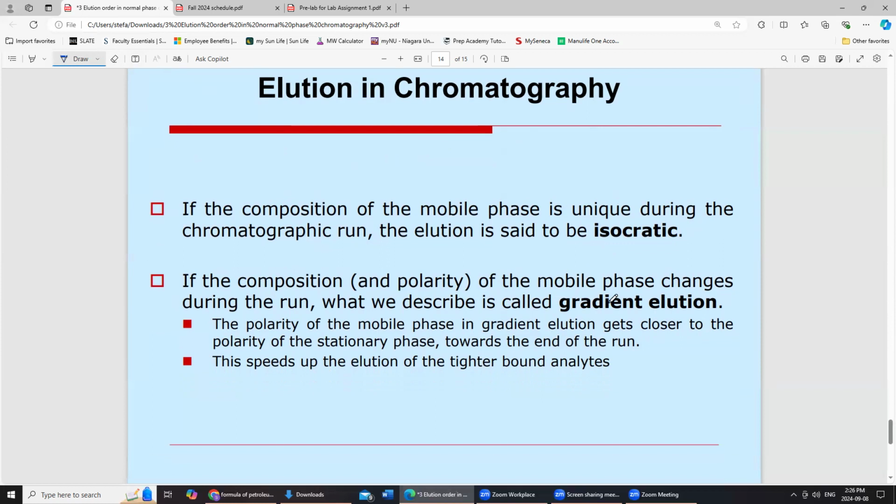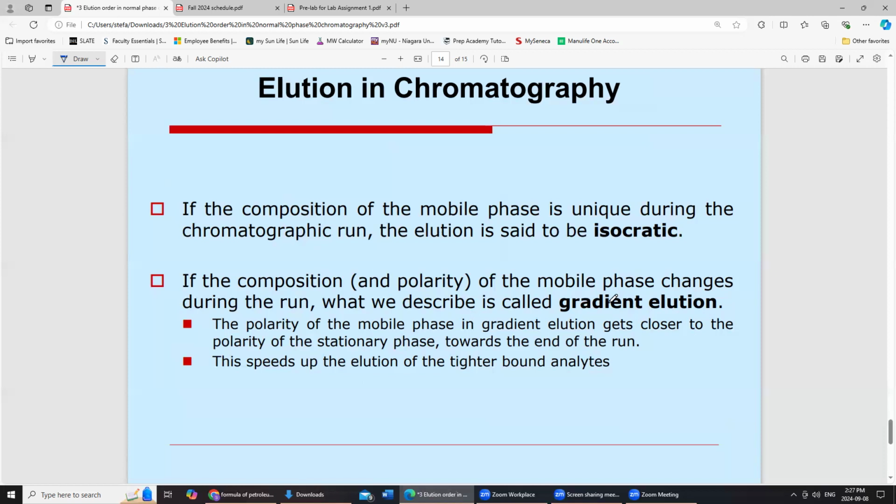So if we either lower the polarity over time, as in reverse phase, or we increase the polarity over time in normal phase, then we are having a gradient solution. This is in order to remove very stubborn analytes from the column, and also to make sure that things come off in time, right?